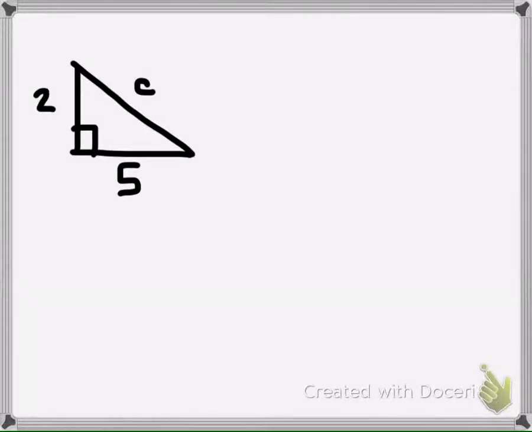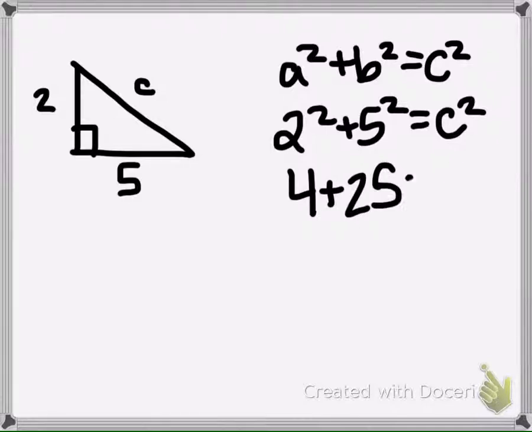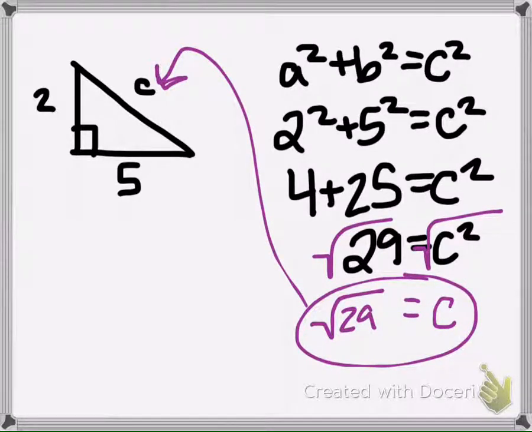Maybe we have a 2 and a 5 and a c. So we substitute this into the formula, and 2 squared is 4, and 5 squared is 25. So that is 29 equals c squared. Square root of that, we get the square root of 29. So our answer is the square root of 29. You do not have to simplify it or change it in any way.